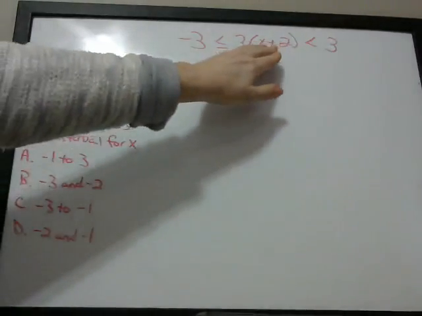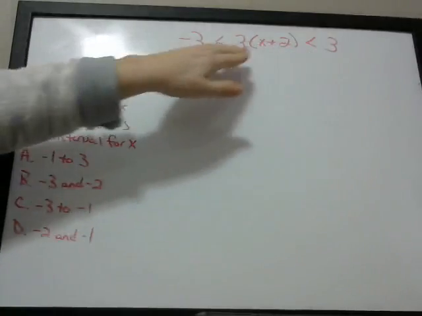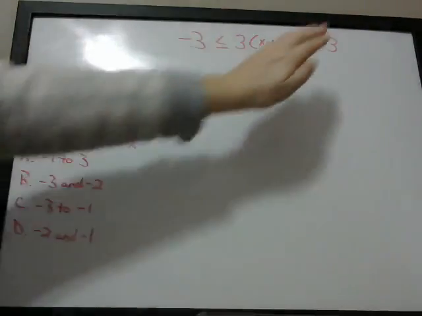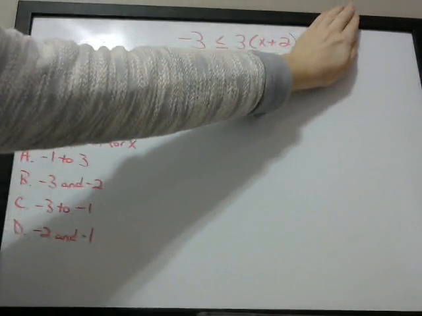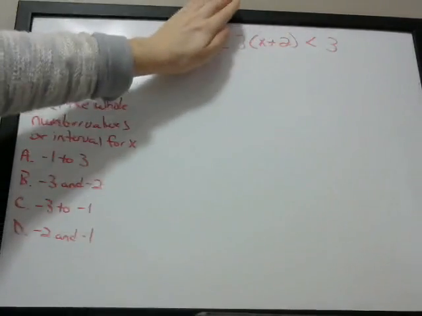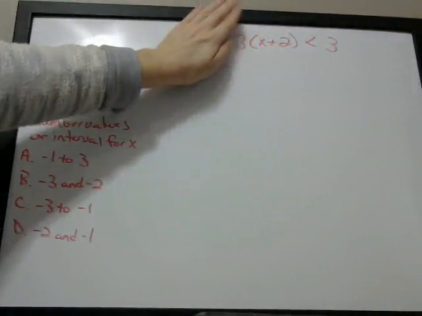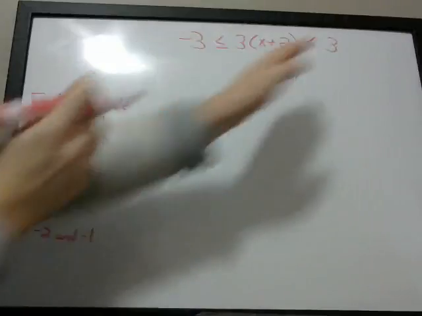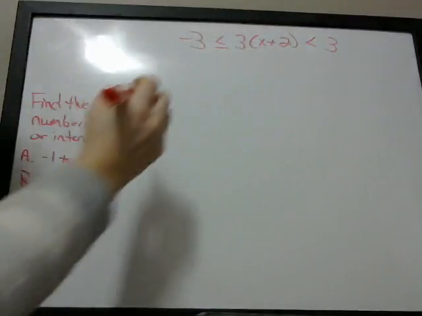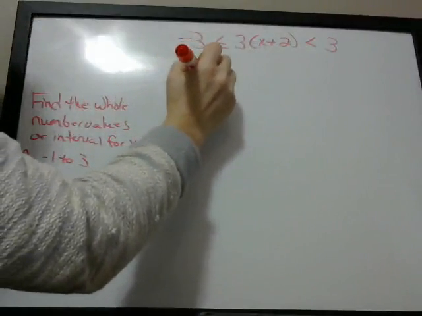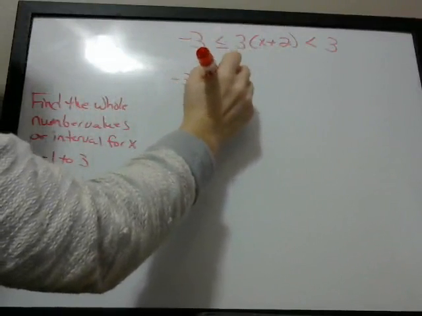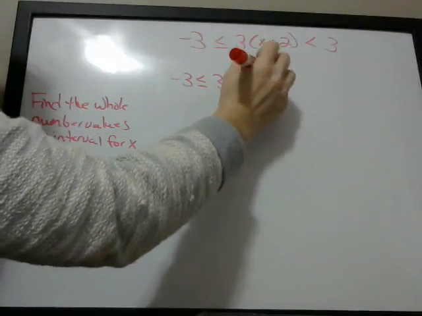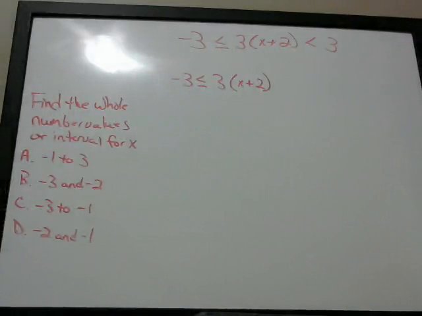So here we have x in the middle, it's bounded on each side. So we have to solve this side, and we also have to solve this side, and our value of x has to satisfy both of those. So the first thing we're going to look at is just the left-hand inequality, where we have -3 is less than or equal to 3 times x plus 2. And we're going to solve that for x.